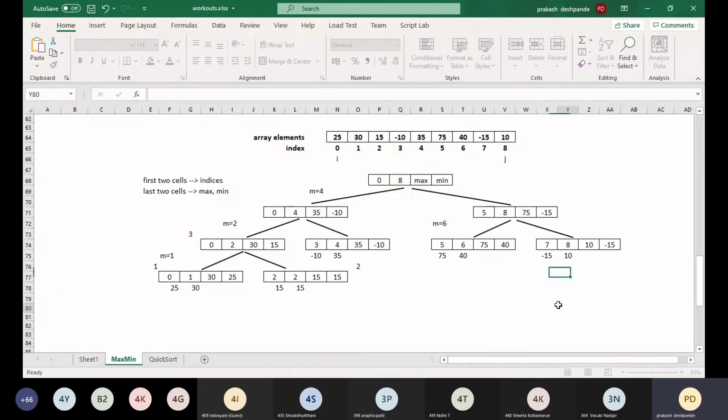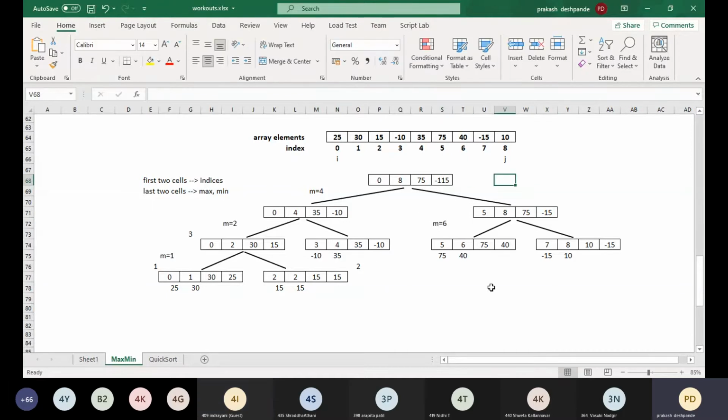Minus 15. Now we have reached a situation where the sub-problems of the original problem have been solved, right? So the max can be obtained by comparing this 35 and 75, which will give the value 75 as the maximum, and for the minimum, minus 10 and minus 15. So which is minimum now? Minus 15.